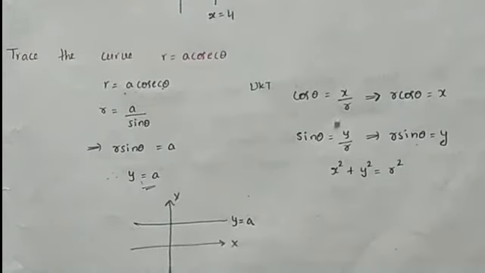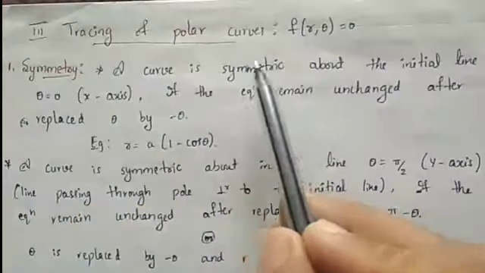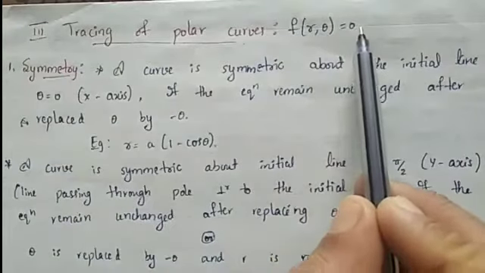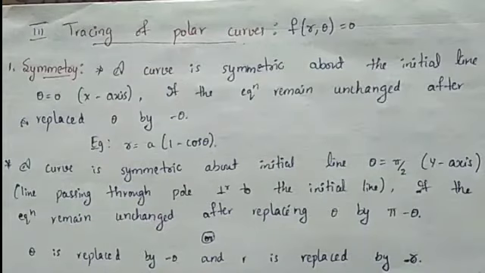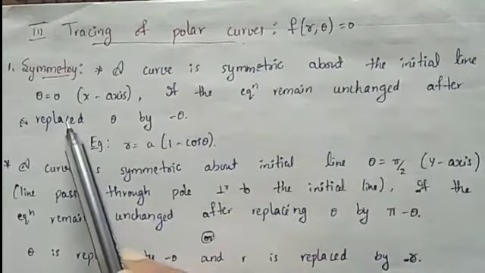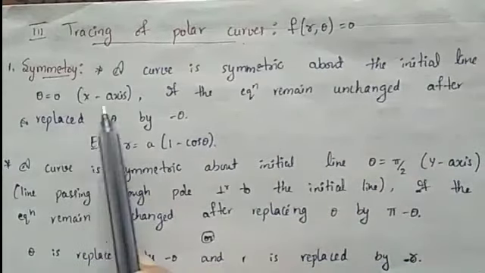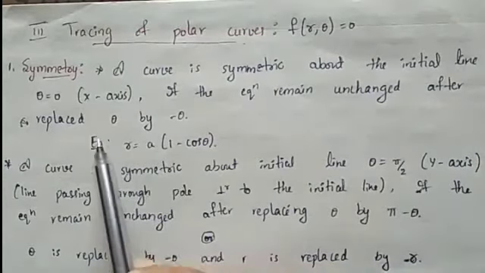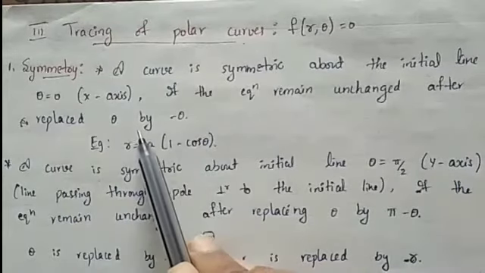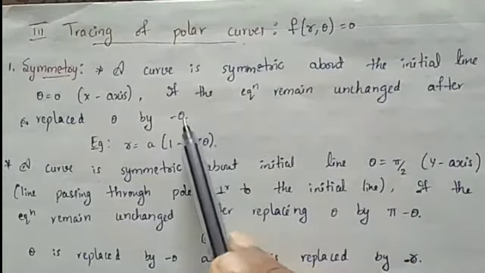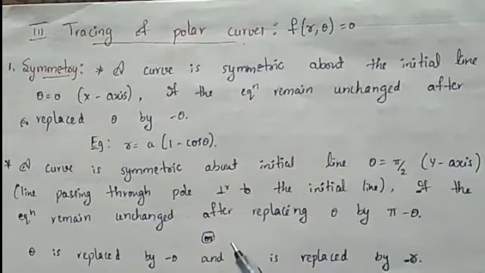Let me move on to the working procedure of the tracing of polar curves. The polar curve is in the form of f of r comma theta equal to 0. The first point is the symmetry. A curve is symmetric about the initial line theta is equal to 0, which means the x axis, if the equation remains unchanged after replacing theta by minus theta. Then the curve is symmetric about the x axis.